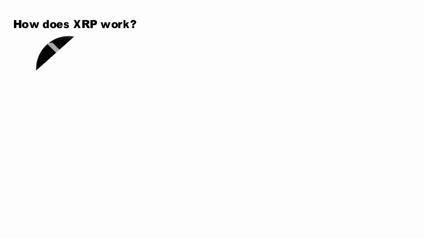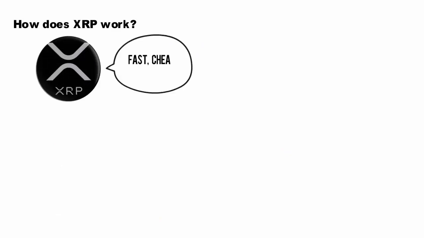How does XRP work? XRP was created by Ripple to be a fast, cheap, and scalable alternative to both other digital assets and existing monetary payment platforms like SWIFT.